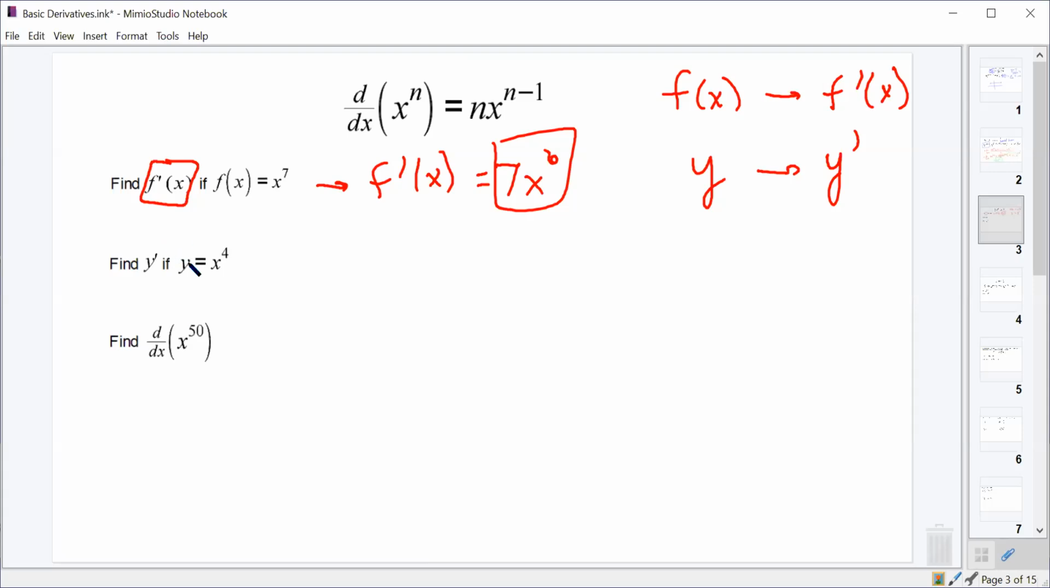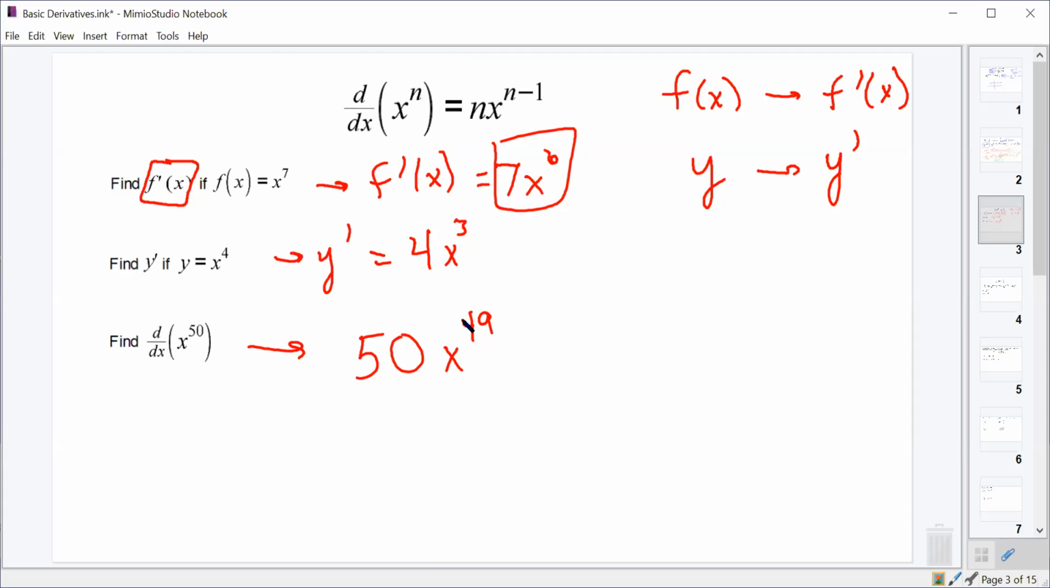So if I have y equals x to the 4th, what does y prime equal? 4x to the 3rd. 4x to the 4 minus 1, 4x to the 3rd. Easy enough? All right, and what about this last one? The derivative of x to the 50th should be just 50x to the 49. Okay. Simple, straightforward, power rule. Easy enough?